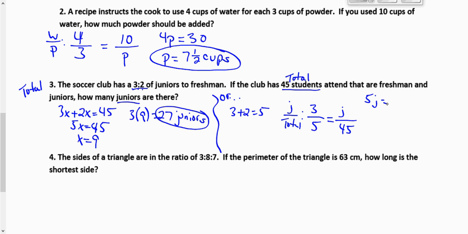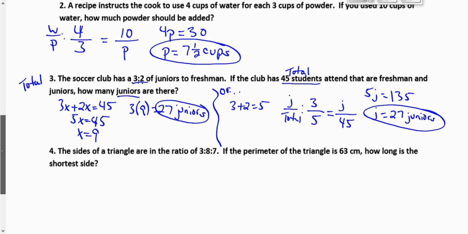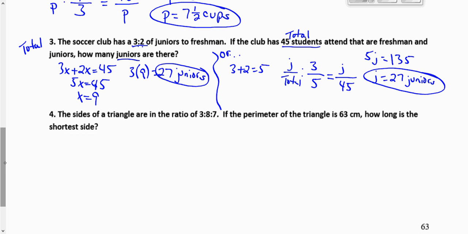What's 3 times 45? 135. Divide by 5. 27 juniors. Okay? So remember, when you're setting it up this way, you're just finding first the multiple, which is what you multiplied the 3 to 2 by to get your answers, okay? I like the first one better. We'll know both, because sometimes one will be more useful than the other. I did the second way the first time I got it wrong.